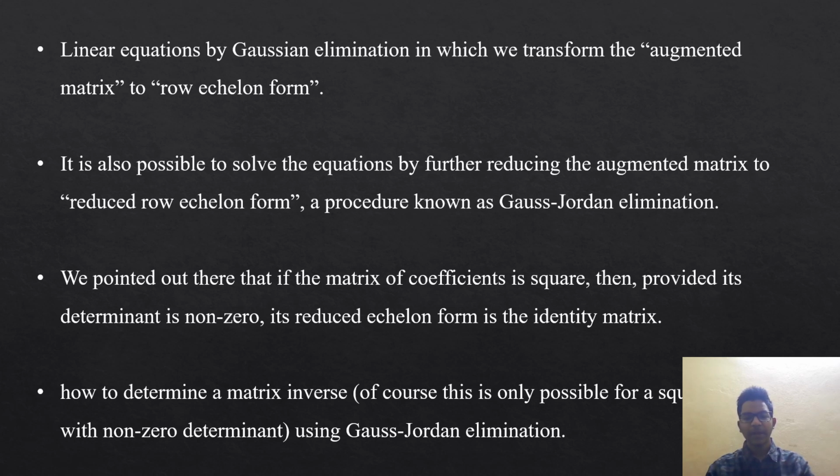How to determine a matrix inverse? Of course, this is only possible for a square matrix with non-zero determinant, using Gauss-Jordan elimination. It is also possible to solve equations by further reducing the augmented matrix to reduced row echelon form. This procedure is known as Gauss-Jordan elimination.